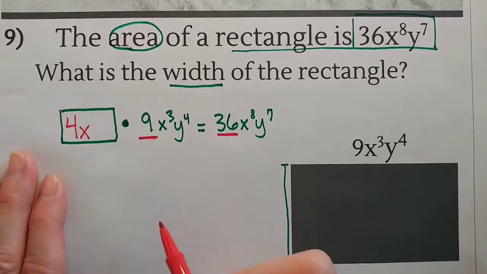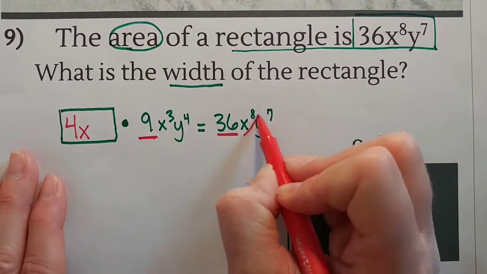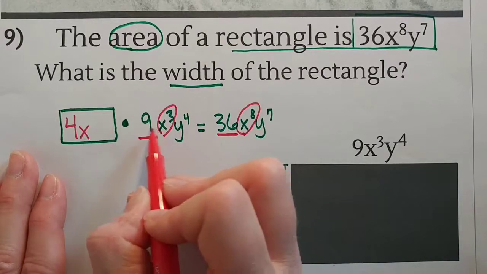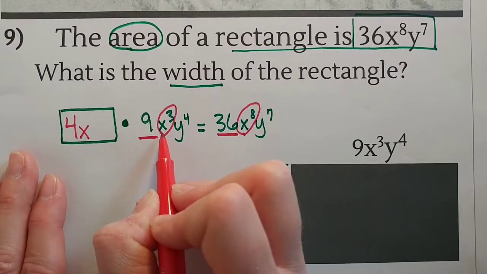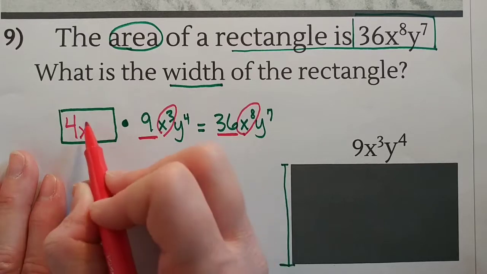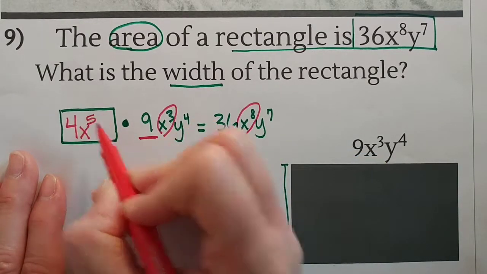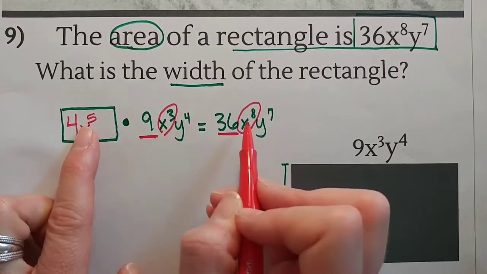Let's look at x. Now our goal is to get x to the 8th. Here I have x to the 3rd. If I'm multiplying powers with the same base, I have to add the exponents. So what plus 3 equals 8? You've got it, 5. Do you see here how if I add the exponents, I get 8?